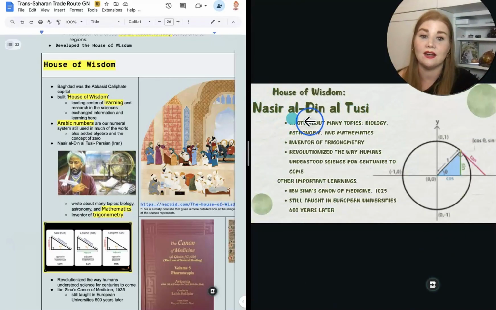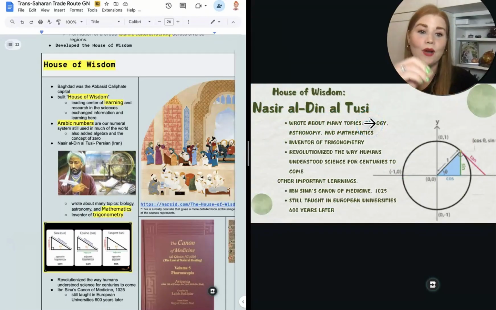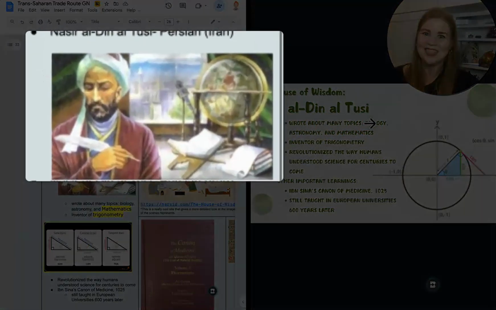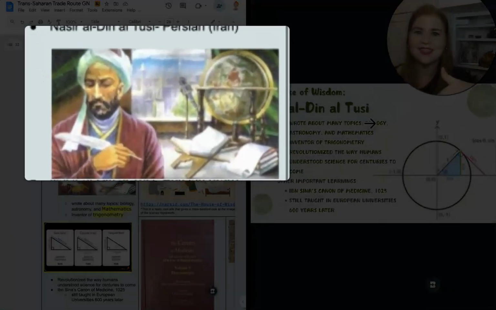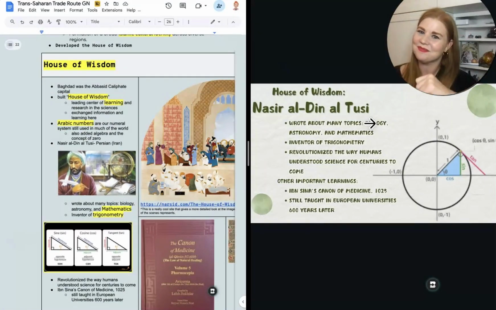Other things that we have: Nasir al-Din al-Tusi, he is the creator of trigonometry. So if you love trigonometry, thanks, House of Wisdom. If you hate trigonometry, well, sucks to be you, okay? So we have Nasir al-Din al-Tusi. He is Persian. He is from Iran, okay? He is going to develop this system of trigonometry. It is essential to architecture and all of these things that we have today in advanced math.